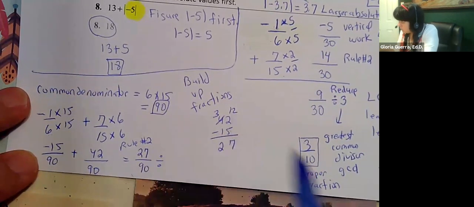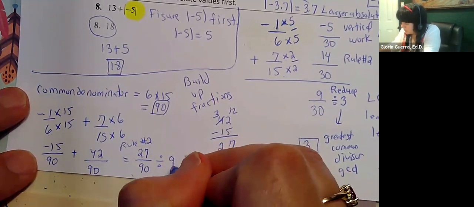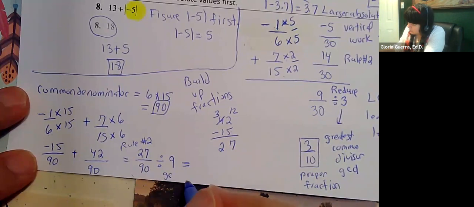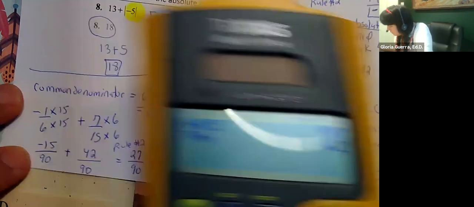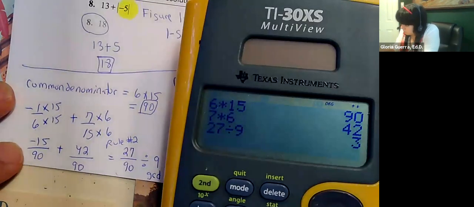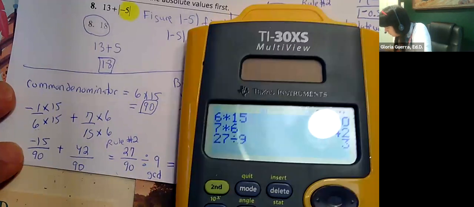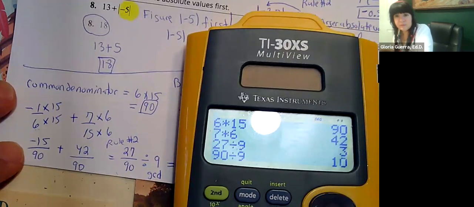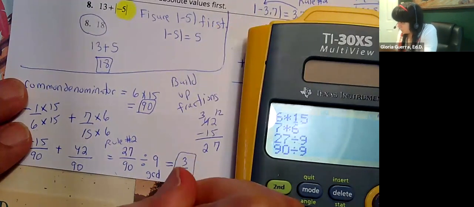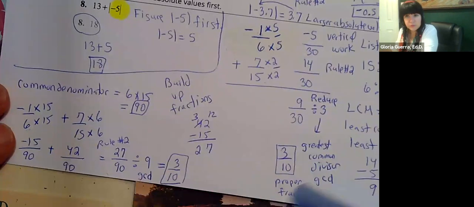So this, I think, reduces probably by 9. You think this can be reduced by 9, as the greatest common divisor. Let's try it. 27 divided by 9 is 3. And 90 divided by 9 is 10. Okay. See, no decimals.